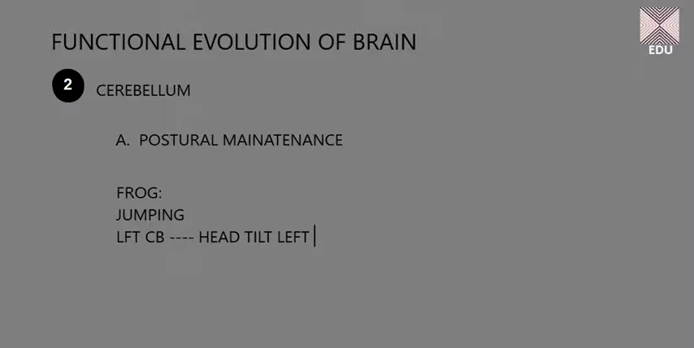And the second result of taking out the left cerebellum is that the left limbs, both the forelimb and the hind limb of the left side, will be under flexion. They will be stretched out. They are not capable of jumping. So jumping from the left side is hindered. That simply means that the jumping action in the frog is under the control of the cerebellum.